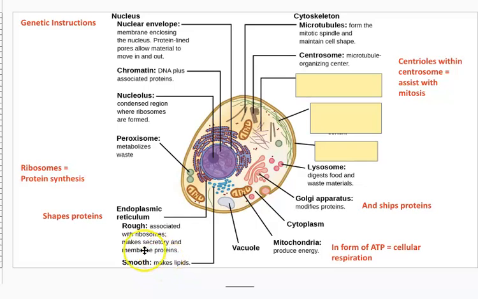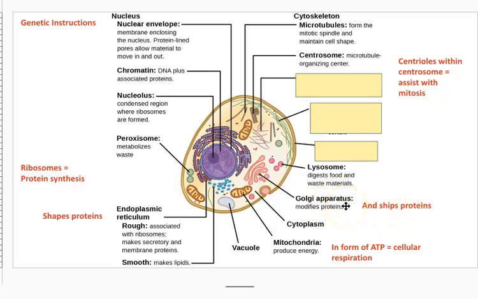Smooth endoplasmic reticulum is smooth because it does not have ribosomes, and it's going to synthesize lipids. So it's going to synthesize something besides the main product of the cell. The main product is proteins, but the smooth is going to synthesize lipids. The proteins are in the rough, which shapes and modifies them, and then it's going to head to the Golgi apparatus, which is going to modify and ship the proteins.